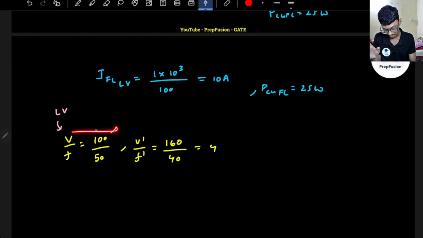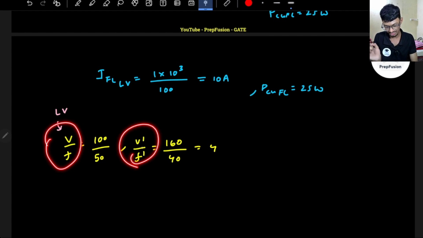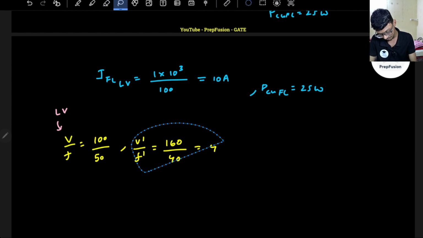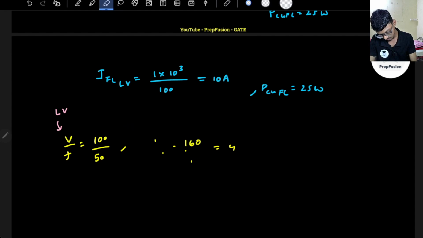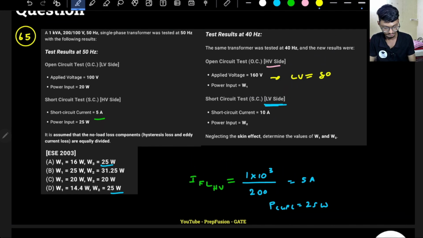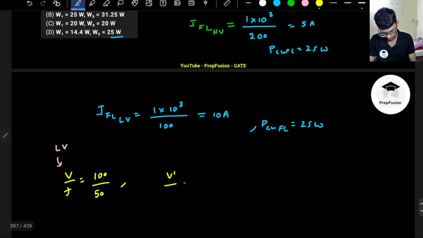If you want to compare, you have to compare the voltages with respect to the LV side, or both with respect to the HV side. You cannot compare one with respect to the LV side and the other with respect to the HV side. Then of course your V by F ratio will come out different. Just be careful. This is actually a very good concept question. Although the voltage here is 160, it is applied on the HV side. So on the LV side, what will be the voltage? It will be 80. So now if I compare V by F with V dash by F dash, this will be 80 upon 40.